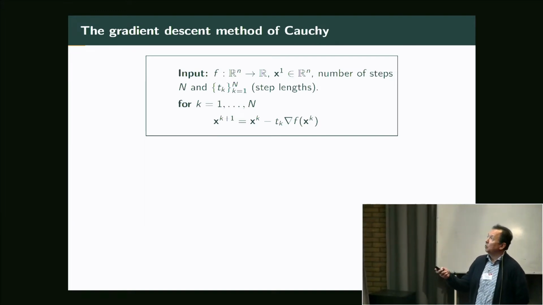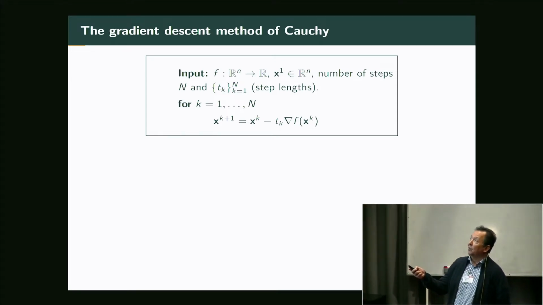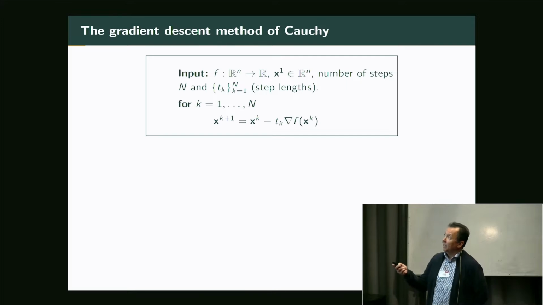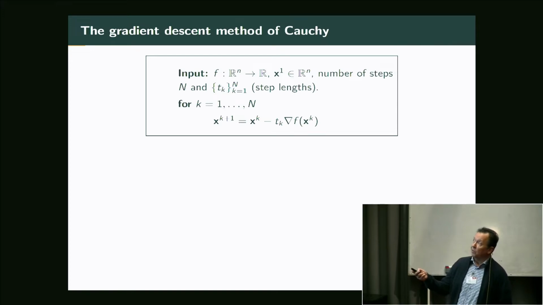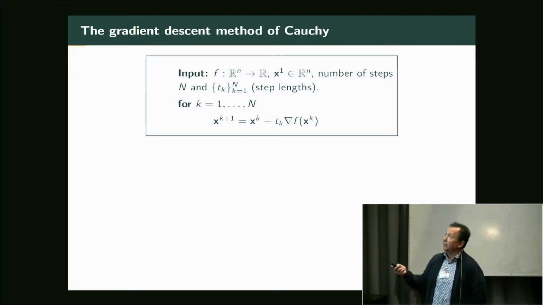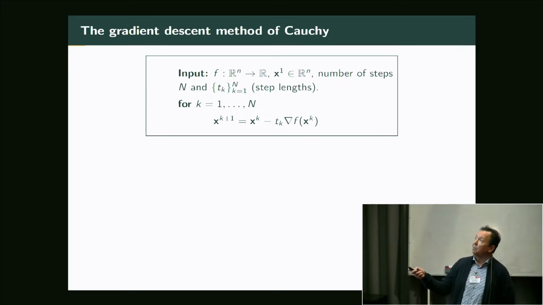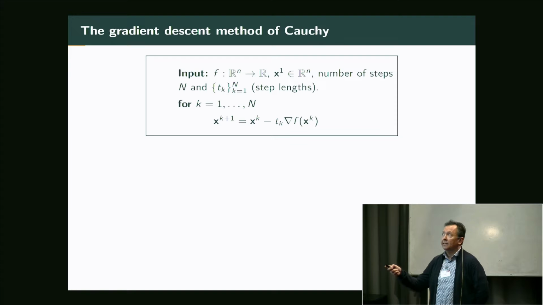So the idea is that we aim to minimize some input function f. It's a real-valued function of n variables. We are given a starting point in R^n, which I call x1. We are given a number of steps N that we wish to perform of this iterative method, and we are given step lengths t_k, which are just positive scalars. Then we do the following iterative process. The new point x_{k+1} is the old point x_k updated by the second term here, which is minus the gradient of f at the old point x_k, multiplied by the step length t_k. So this is a very simple iterative method that aims to minimize a function of n variables.